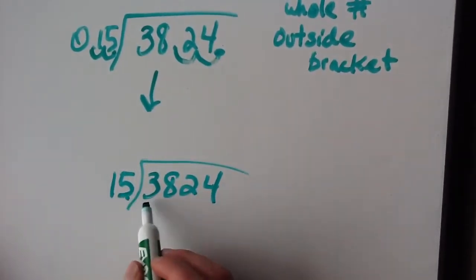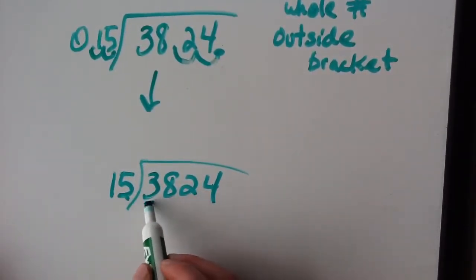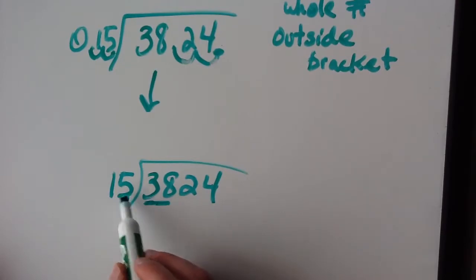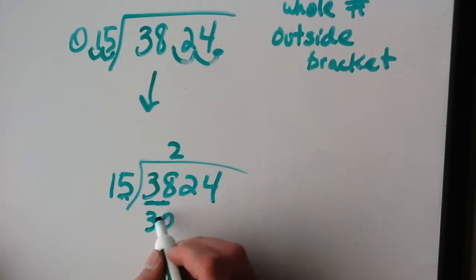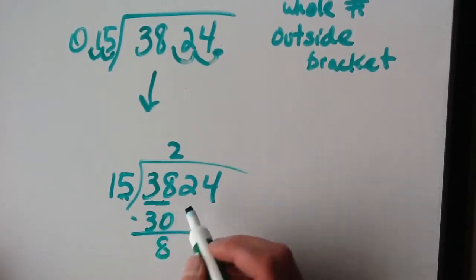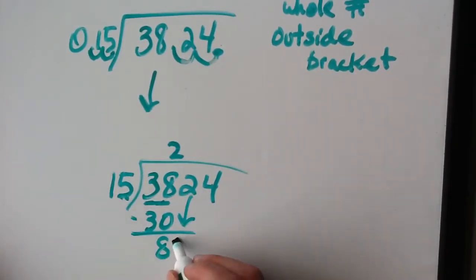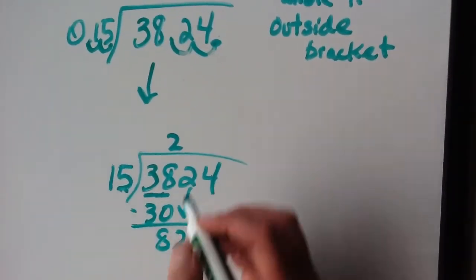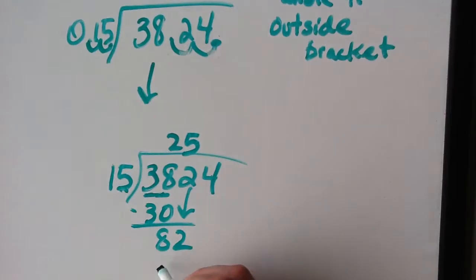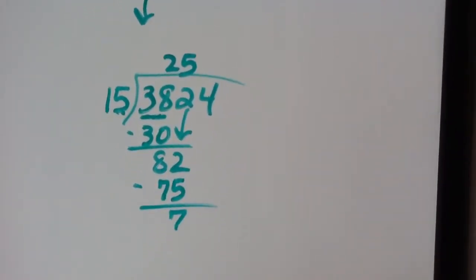How many times can 15 go into 3? Well, it can't. It's too big. But what about how many times can 15 go into 38? Twice. 2 times 15 is 30. I subtract and get 8. Bring down the next digit, which is 2. How many times can 15 go into 82? 5 times. 5 times 15 is 75. Subtract and get 7. Bring down my next digit.